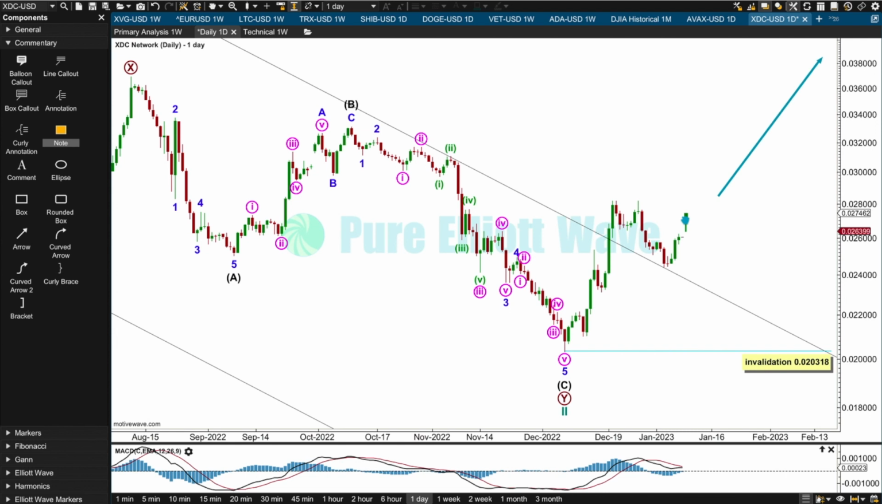Now this doesn't mean that this invalidation point cannot be breached. As soon as you say the market can't do something, it's invariably going to prove you wrong.